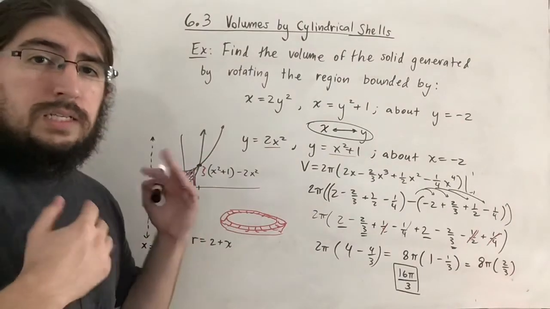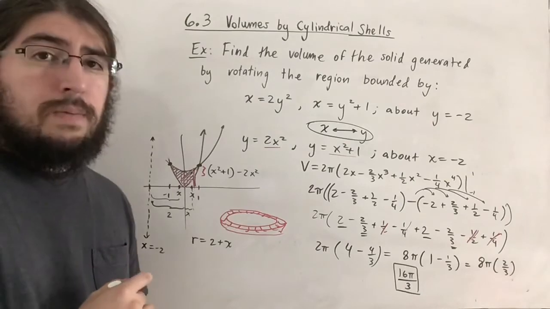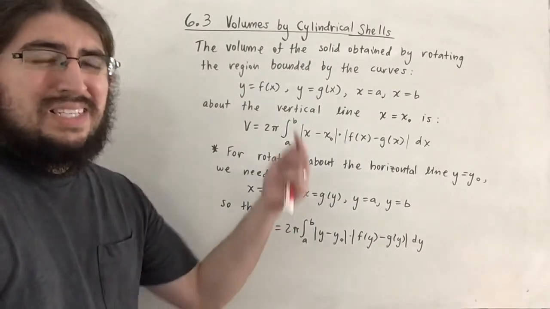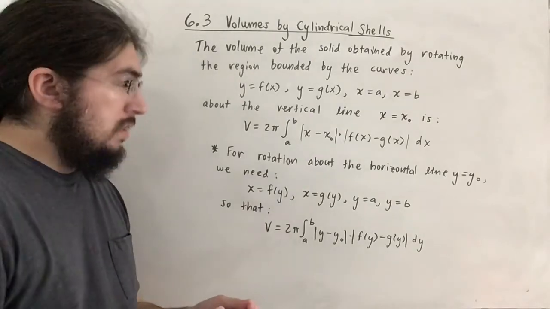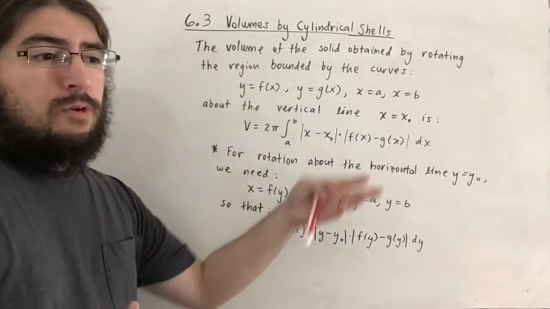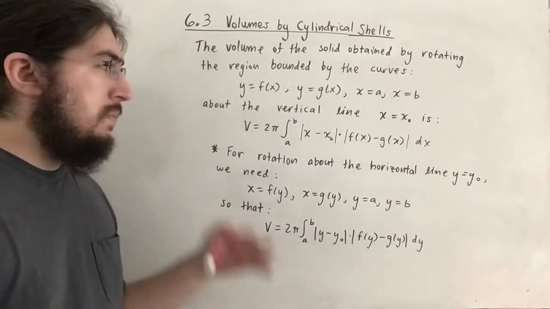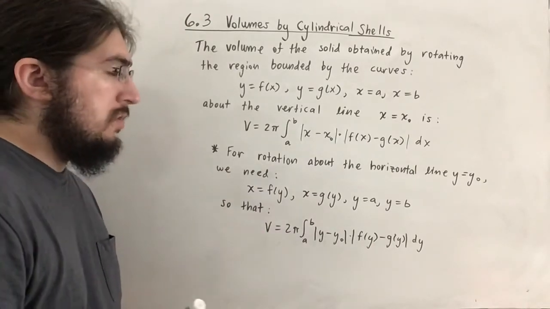Okay, so now let's go to the generalization and see what it's all about. Right, so if you had seen what I showed in 6.2, this is essentially the same statement, only the formulas look a little different, because of course the formulas from that section had to do with disc and washer methods, but here it's with, of course, cylindrical shells.